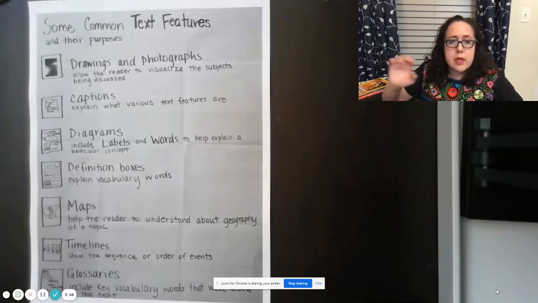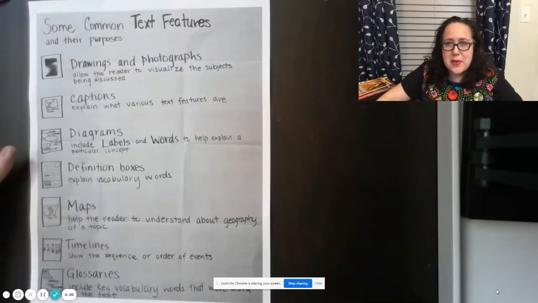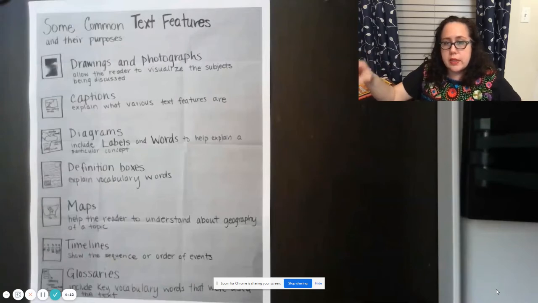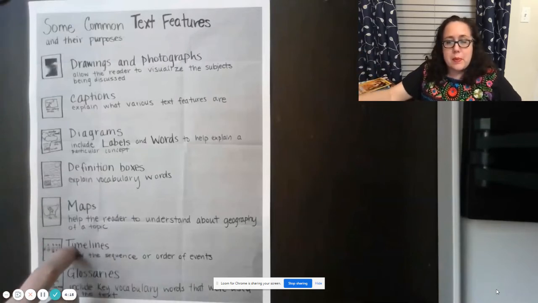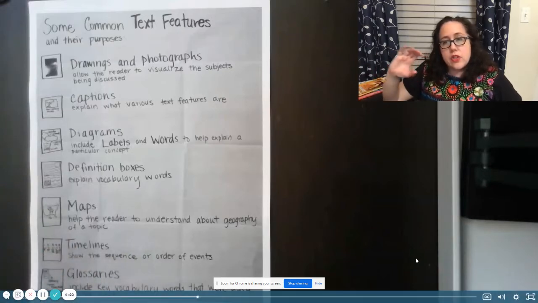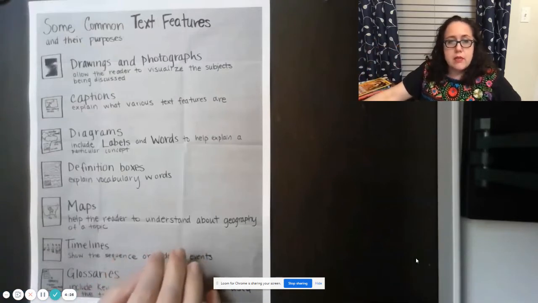Diagrams. Diagrams are illustrations or photographs that include labels and words to help explain a particular concept, as well as to help readers understand vocabulary. Remember I had that diagram of cockroach? Definition boxes are these little boxes along the side of a page that explain different vocabulary words. Maps, which you probably remember from social studies, are there too. They show a place, and they help the reader to understand the geography, the place of a topic.